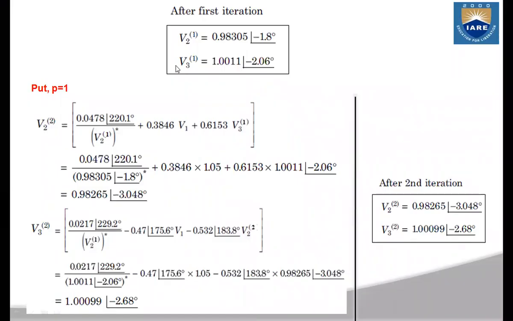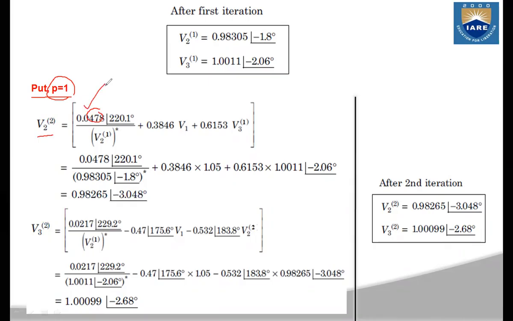After completion of the first iteration, the values of voltages are: v2 in the first iteration is 0.98305 at an angle of minus 1.8 degrees. V3 in the first iteration is 1.0011 at an angle of minus 2.06 degrees. Now in the second iteration, you calculate the same voltages V2 and V3. For that, you put p equal to 1. If you put p equal to 1, V2 p plus 1 will become V2 in the second iteration. This component P2 minus JQ2 by Y22, the value will be the same.